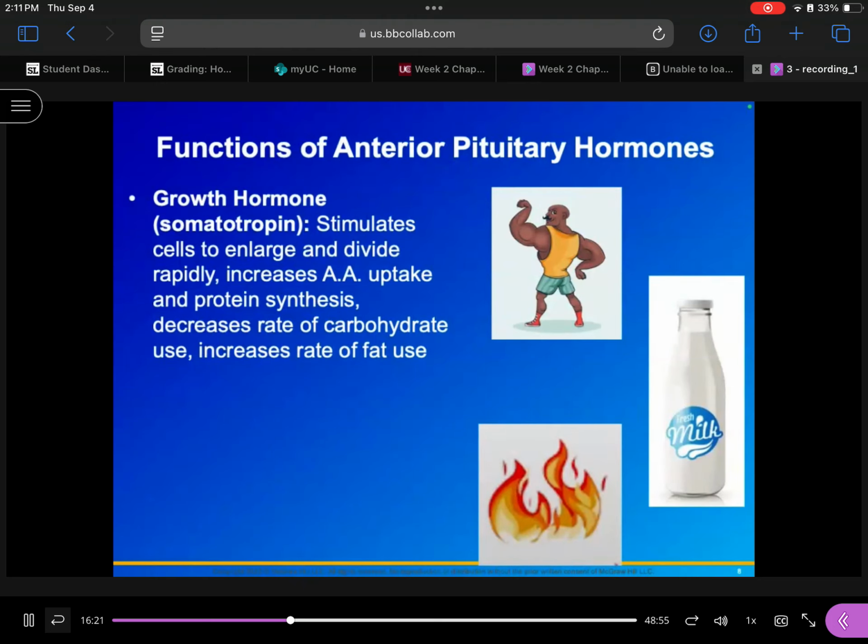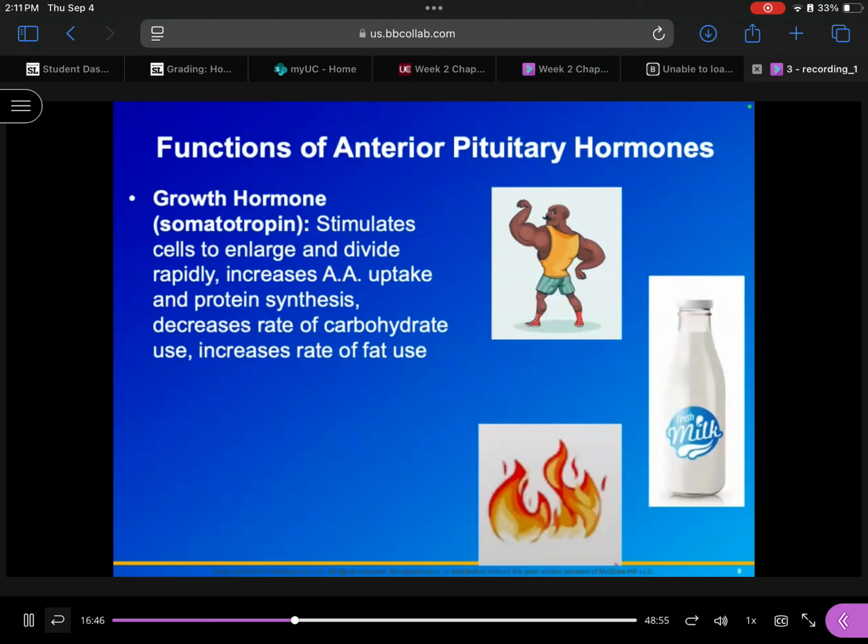All right, so it stimulates cells to enlarge and divide rapidly. Do bodybuilders want that? Yeah, absolutely. All right, and so it's going to increase amino acid uptake and protein synthesis. Do bodybuilders want that? Yeah, and it also decreases the rate of carbohydrate use. So if we're not using carbohydrates, we're producing more amino acids. Then what are we getting rid of?